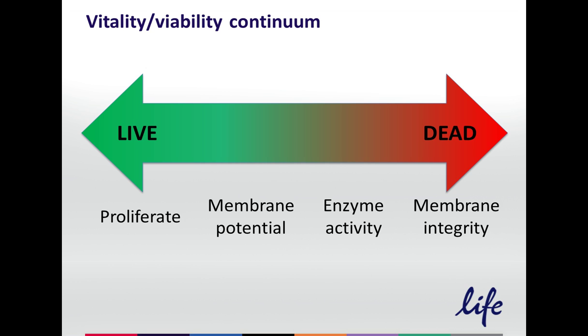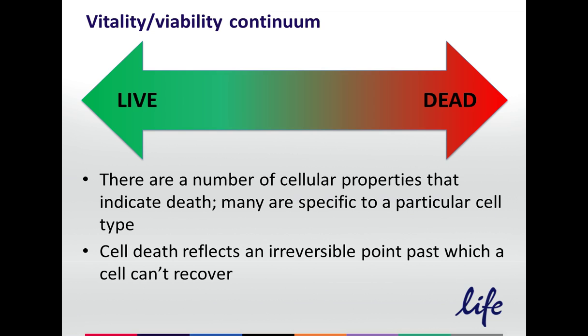When you're looking at cell health, you really want to look at something that's irreversible, because there are very many different levels and very many different properties and parameters. But you really want to look at something that poses an irreversible change, and so that's why we tend to focus on membrane integrity when looking at whether or not a cell is live or dead. There are a number of properties that can indicate death, and they're very specific to a particular cell type. And so if you're looking for one general overarching indicator of cell death, it's this irreversible loss of membrane integrity.